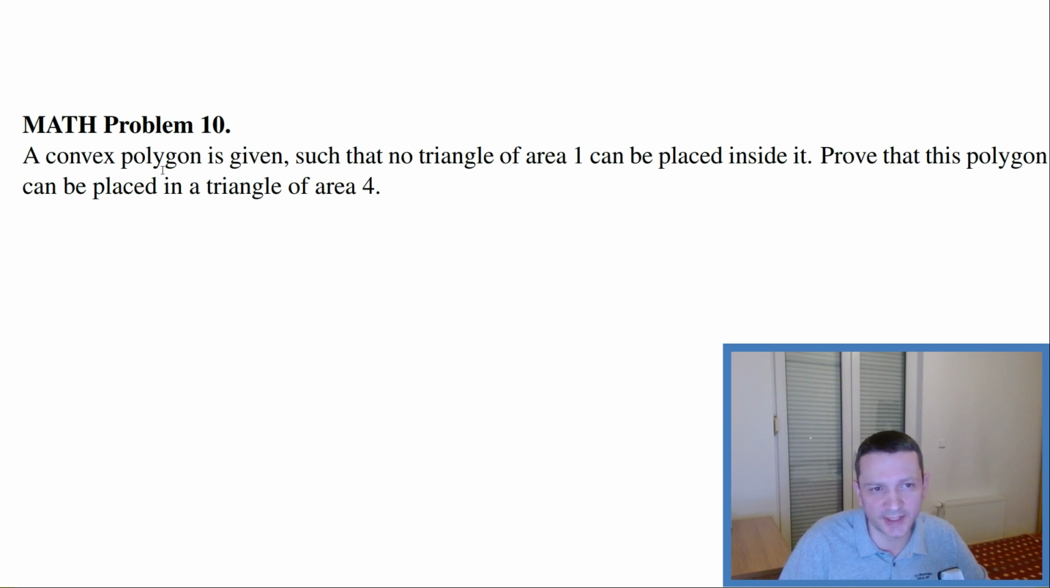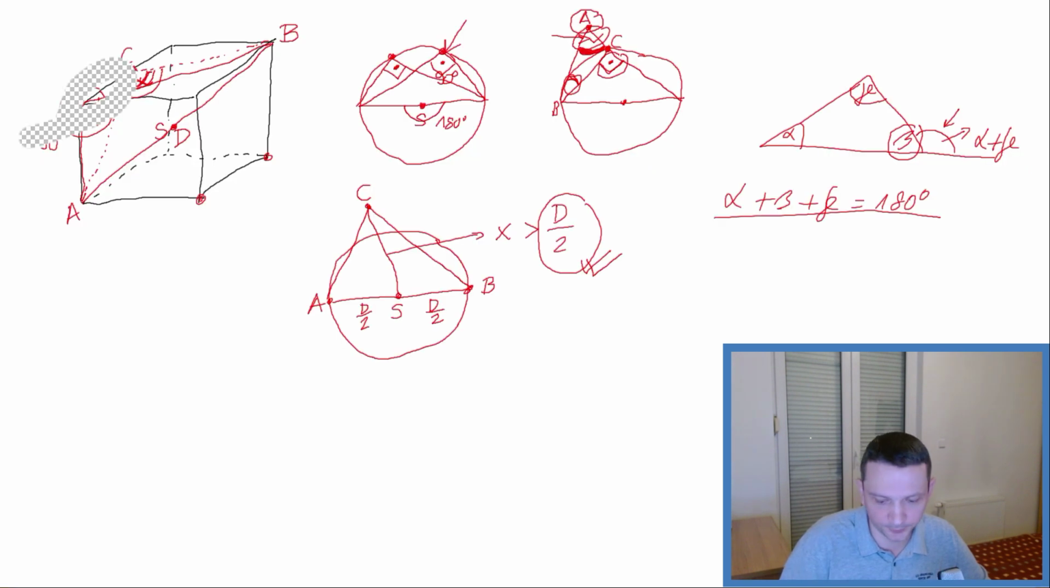So we have a convex polygon such that no triangle of area 1 can be placed inside it. And we need to prove that this polygon can be placed in a bigger triangle of area 4, which is 4 times bigger.